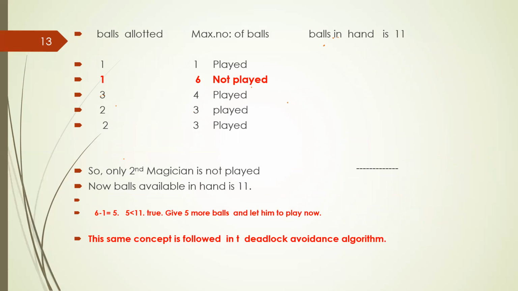And if you take the second magician, B is not played. Others are played. Magician A played, and C, D are played. Only magician B not played. Now balls available in hand is 11. Now calculate the need. 6 minus 1 equal to 5. 5 less than 11. True. So give 5 more balls and let him play now. Now all magicians have played with the balls. The same concept is followed in the deadlock algorithm also.